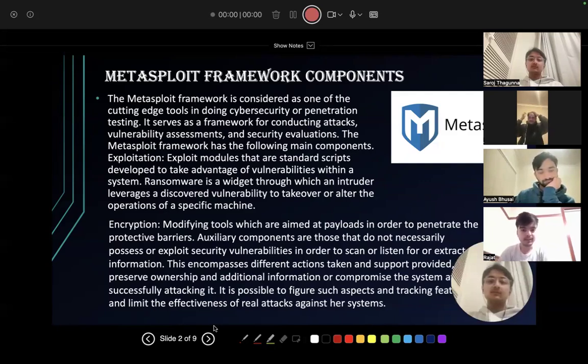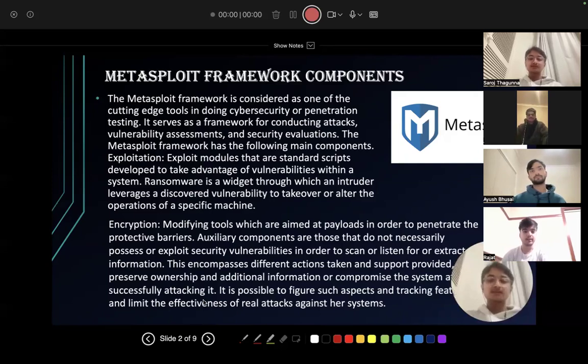testing. It serves as a framework for conducting attacks, vulnerability assessments, and security evaluations. The Metasploit framework has the following main components: exploitation. Exploit modules are standard scripts developed to take advantage of vulnerabilities within a system. Payload is a widget through which an intruder leverages a discovered vulnerability to take over or alter the operations of a specific machine. Encoders: modifying tools aimed at payloads in order to penetrate the protective barriers.